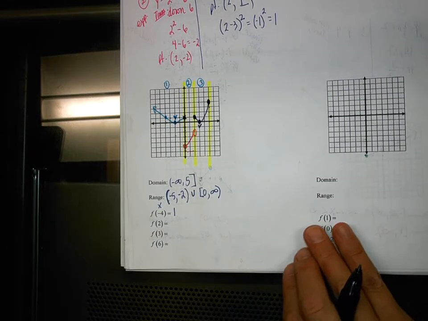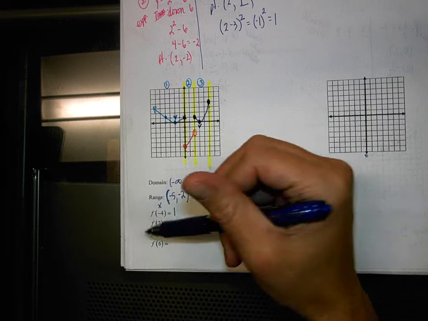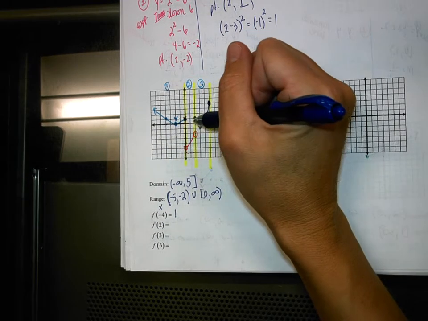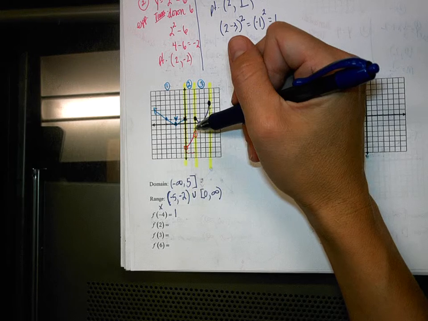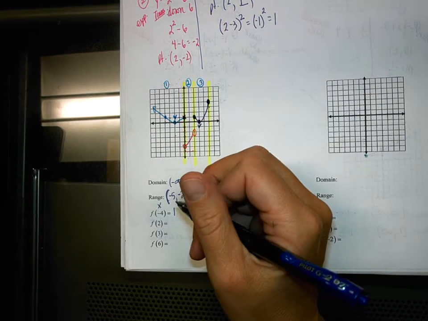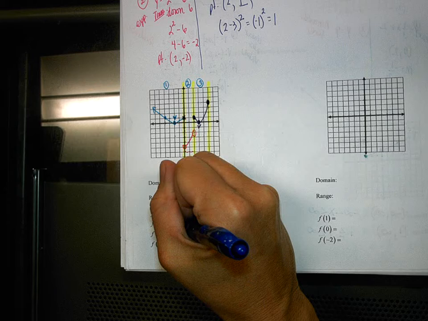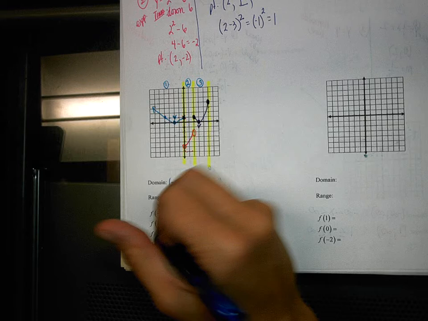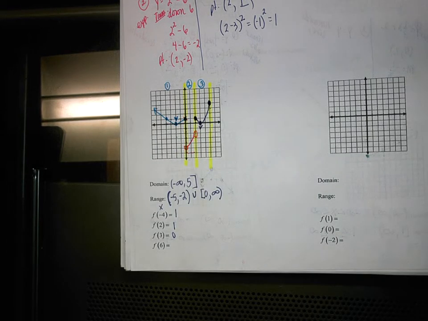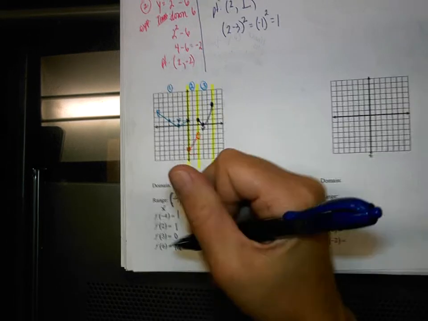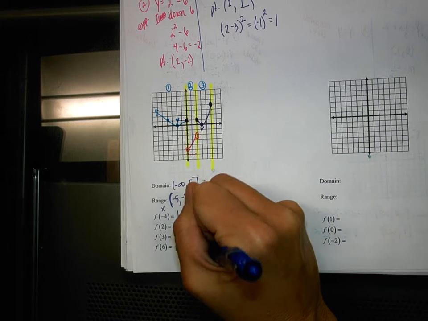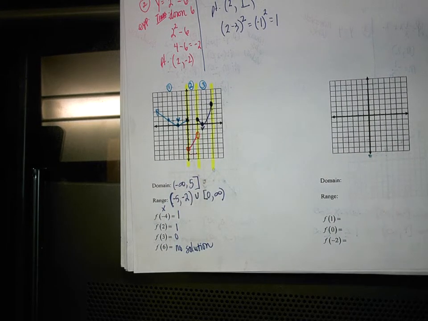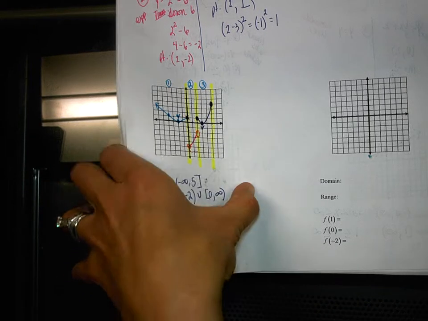Does everybody get that? So for the f of 2 on our graph, if we go right to, where is the solid point? 1. So that answer is 1. At 3, what is the answer? Good. At 6, what is the answer? No solution. It's not on the graph. Okay, any questions? Okay, we're going to do the next one.